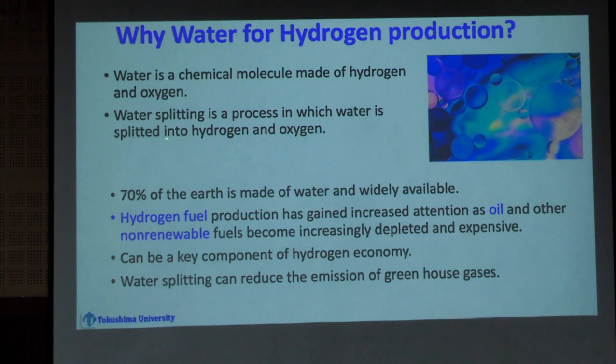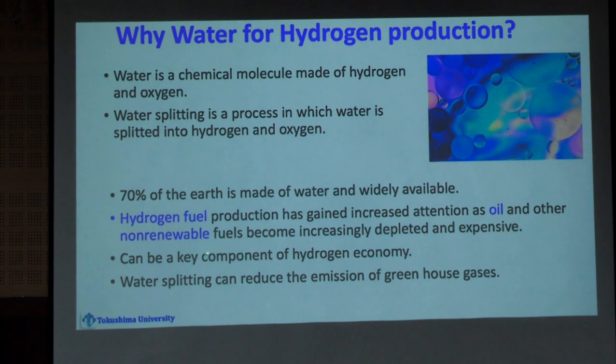So water splitting is the process in which water is split into hydrogen and oxygen. Split. Same process, like I told you with organic pollutant, break. Break is another word for split. Decompose. Almost similar words. They are separated. So 70% of the Earth is made up of water, including seawater.